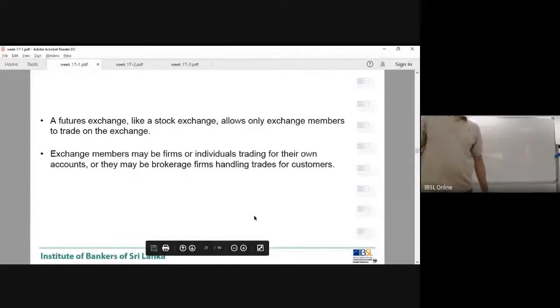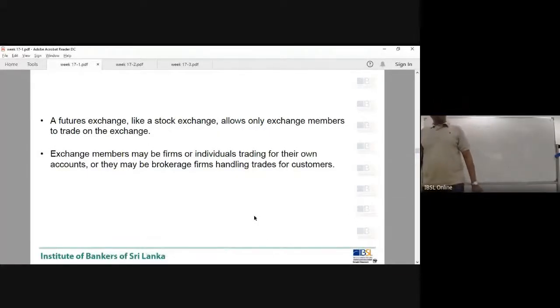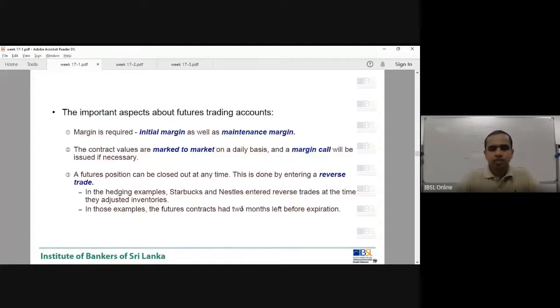They saved quite a lot of money. Right. So futures are like a stock exchange. Only exchange members, only registered members, are allowed to trade on the exchange. Exchange members may be firms or individuals trading for their own account, or they may be brokerage firms handling trades for customers. Now, when you open a futures account, it is like when you open an account in a bank.